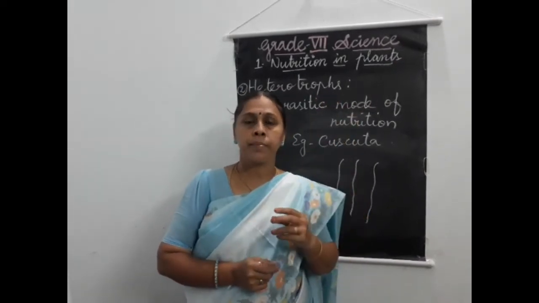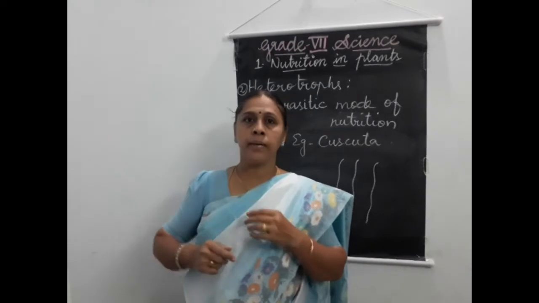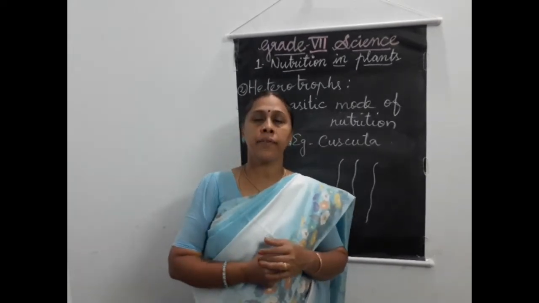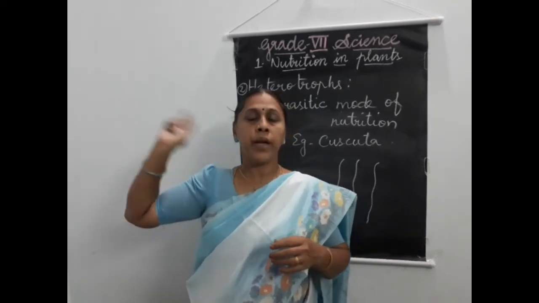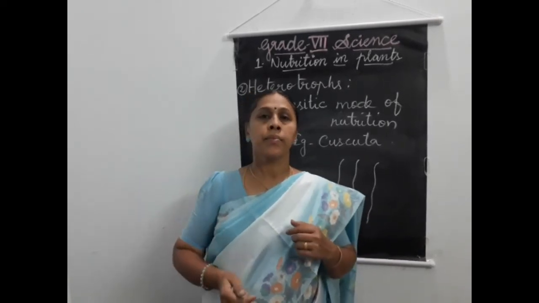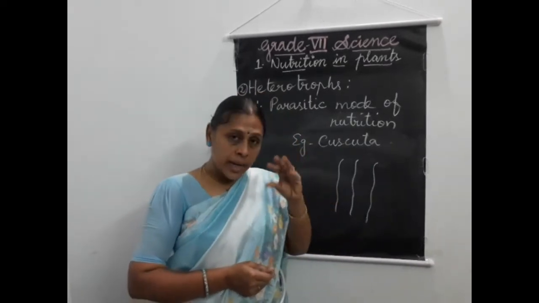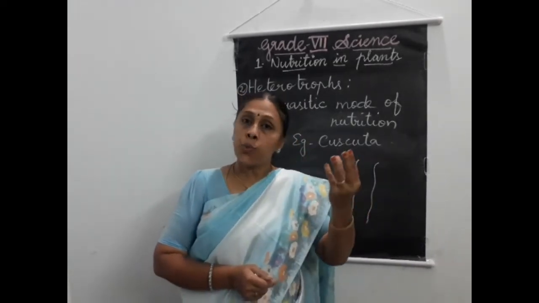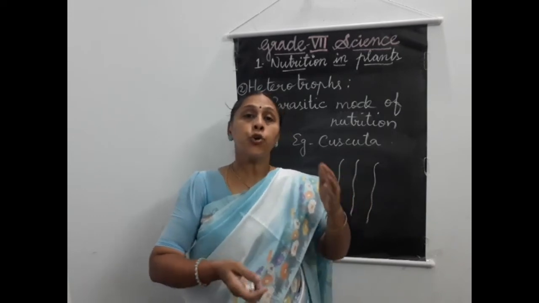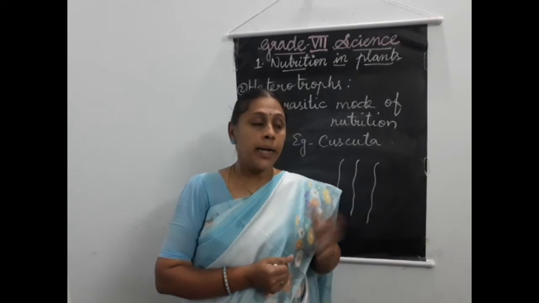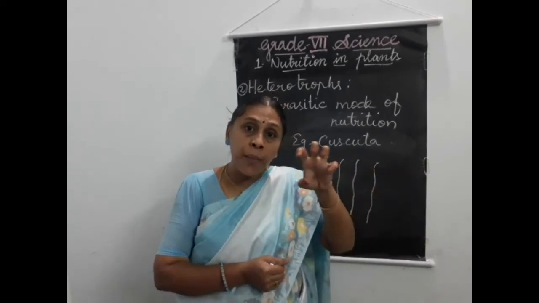It is a climber on the roadside. Even in front of our school it is seen, from the Mohanur side. When we are moving, you could see this. In front of our school it is there. So this Cuscuta is a climber, a yellow tubular structure that grows and spreads on other plants, and it will absorb the nutrients from its host.